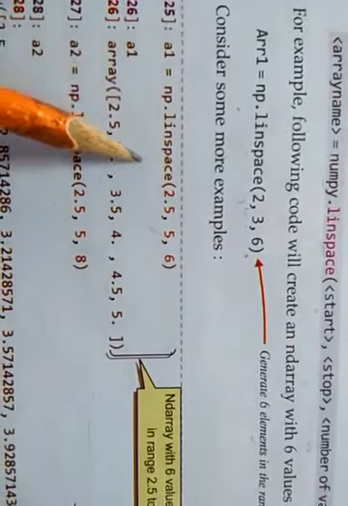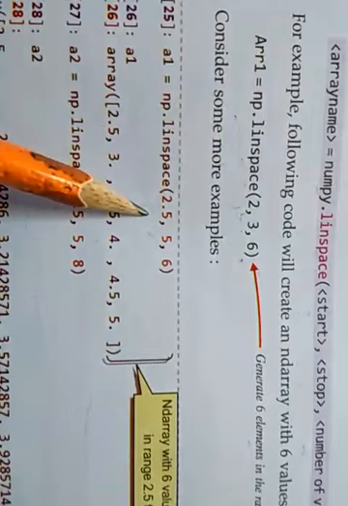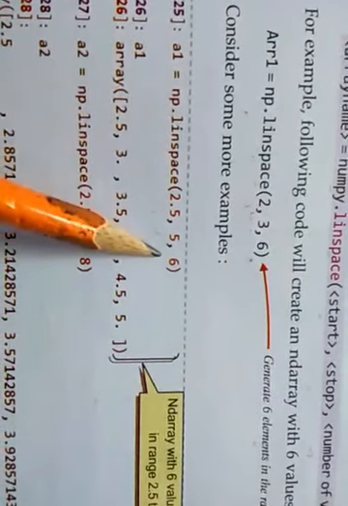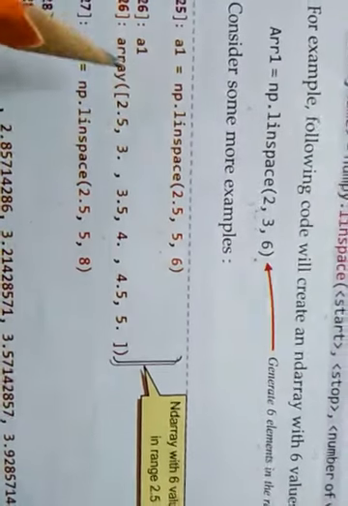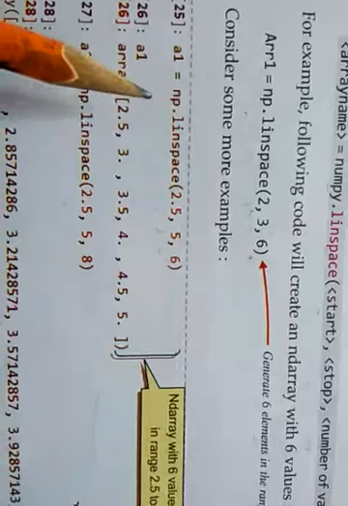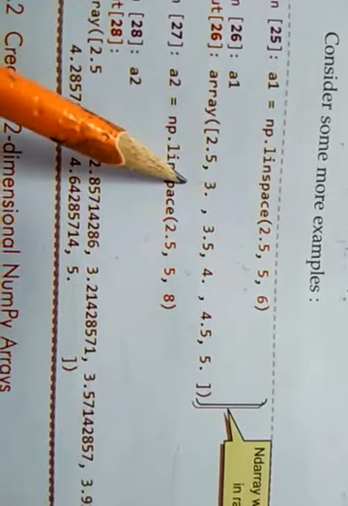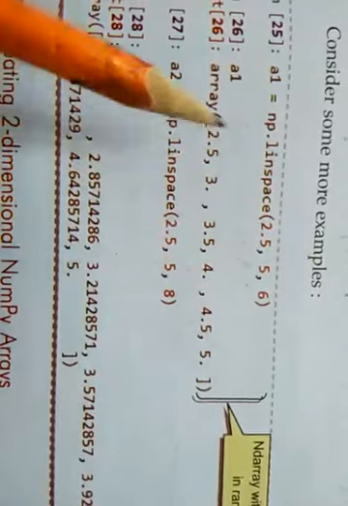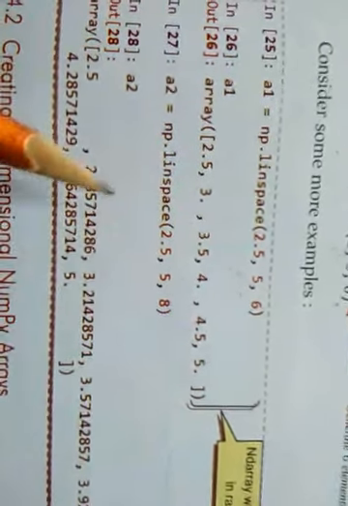There is one more example here. In the below np.linspace, the starting value is 2.5, the last value is 5, and the total number of values to be generated is 6. So this will automatically adjust the difference between the two values. See in the output, the first value is 2.5, second is 3, third is 3.5, then 4.5 and 5. So a total of 1, 2, 3, 4, 5 and 6 values is created.